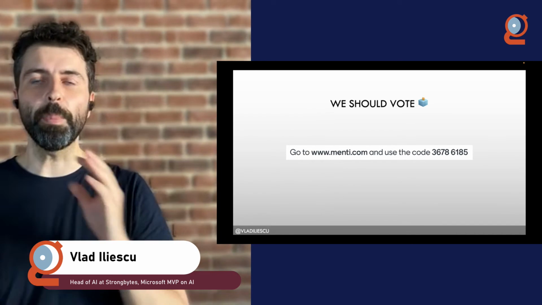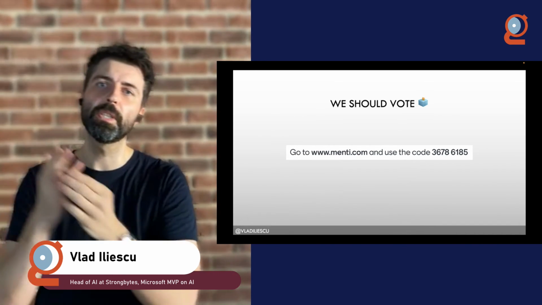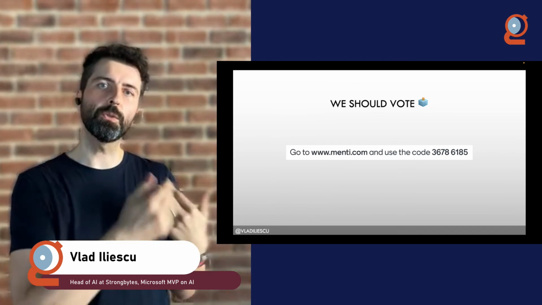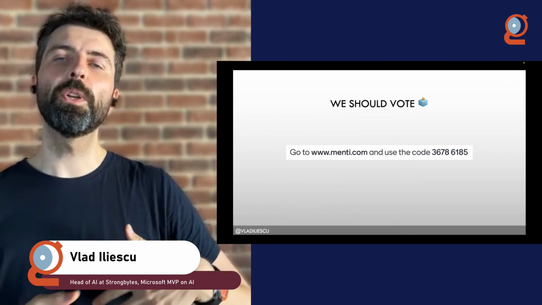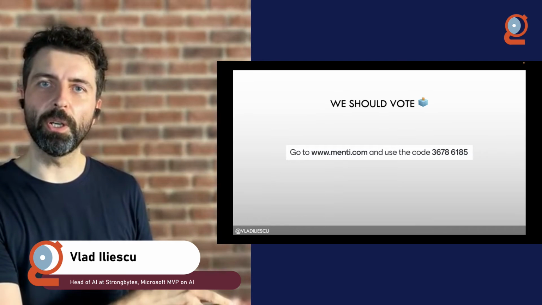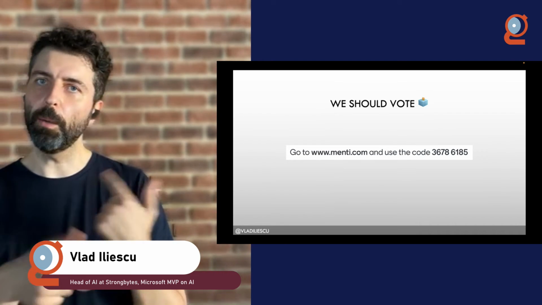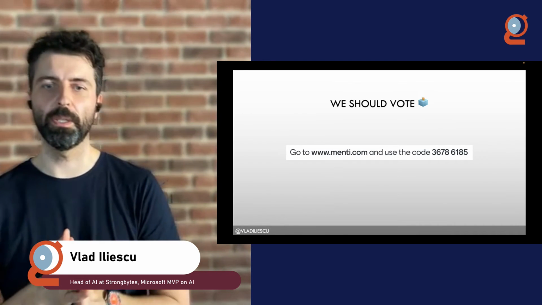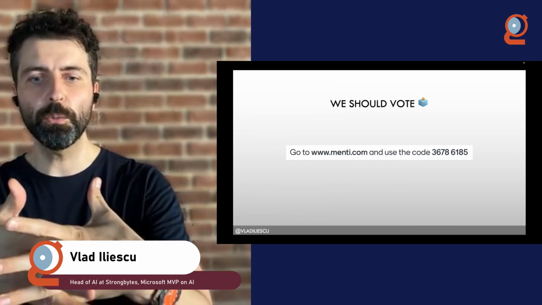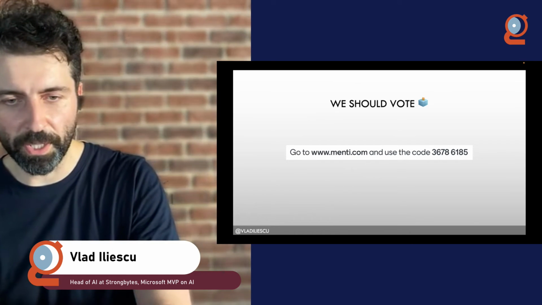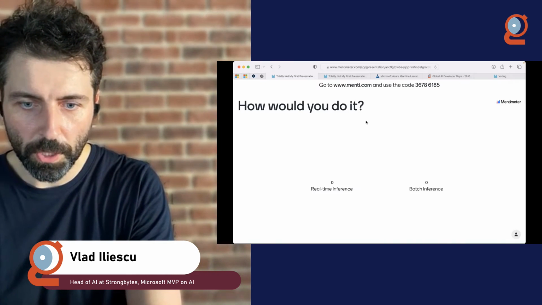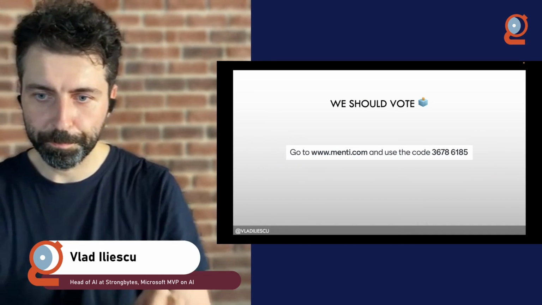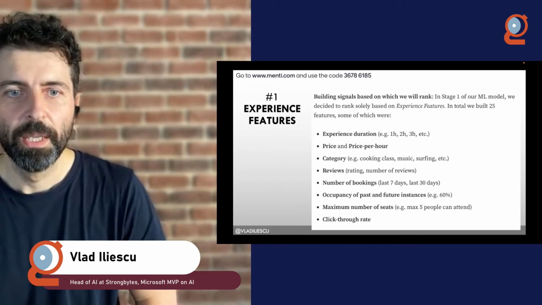And basically, what's going to happen is I'm going to describe a scenario that they took into account, and you're going to vote whether you would use batch machine learning or real-time machine learning. And we'll discuss a bit the results. So go to menti.com, use the code 3678. Let's see if somebody already voted.